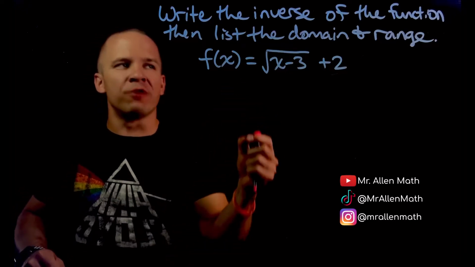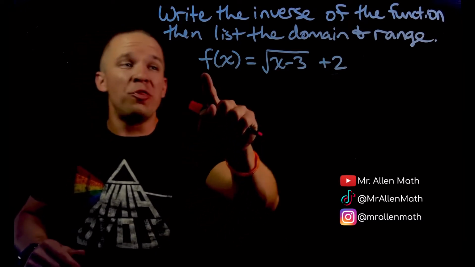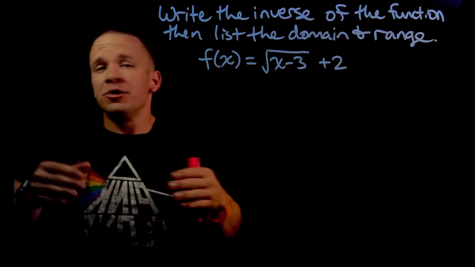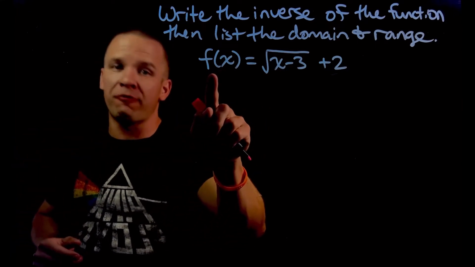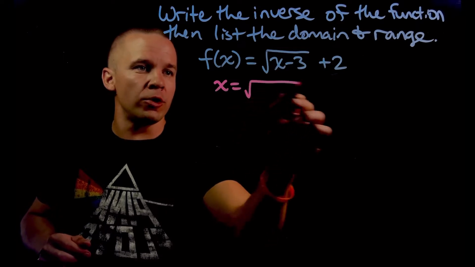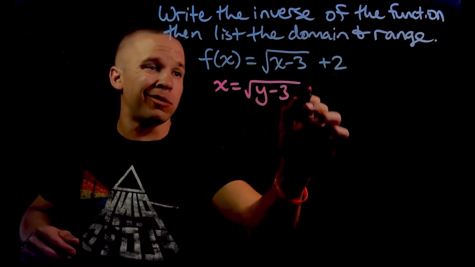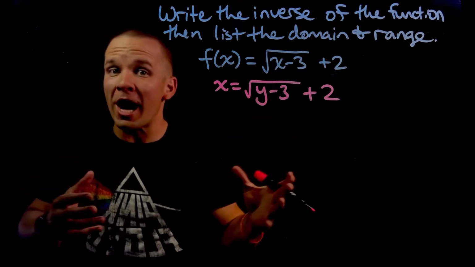We're about to write the inverse of this function, and we're going to list the domain and range for both this function and its inverse. So to start finding my inverse, I just need to swap my x and y's. I don't see a y, f of x is my y, right? So I'm going to have x equals the square root of y minus 3 plus 2. Now I can start solving this for y to get my inverse.